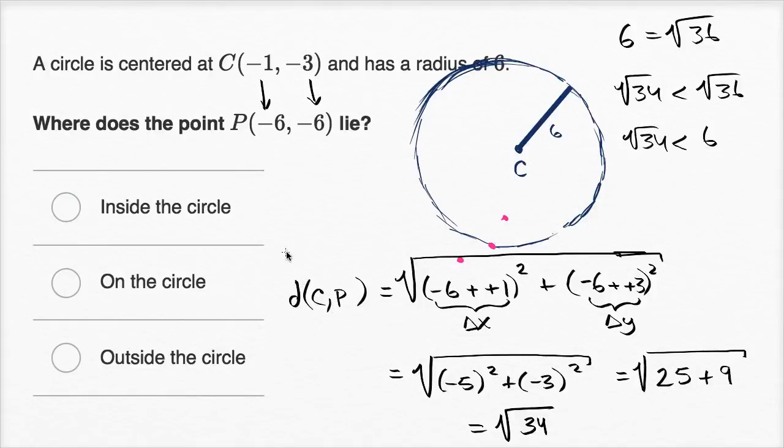And so since the distance between C and P is less than 6, we are going to be on the inside of the circle. If I somehow got the square root of 36 here, then we'd be on the circle. And if I somehow got the square root of 37 here, or something larger, we would have been outside the circle.